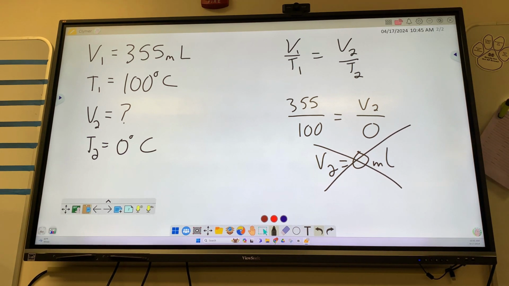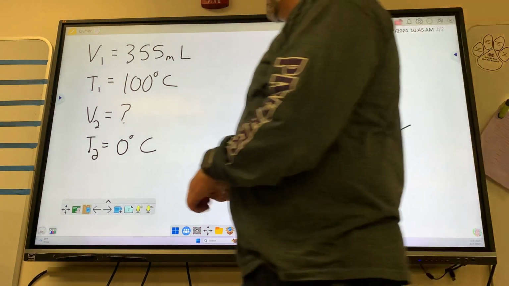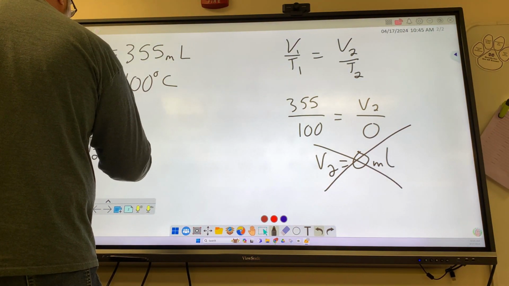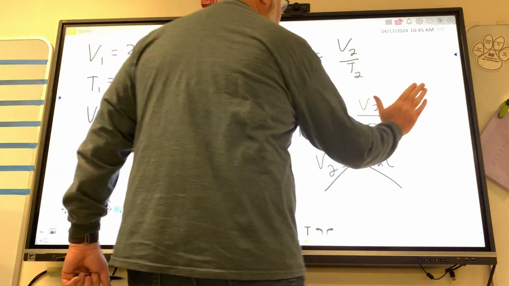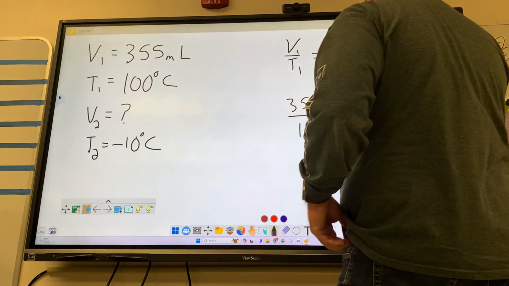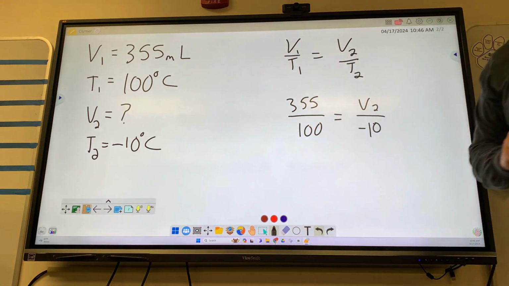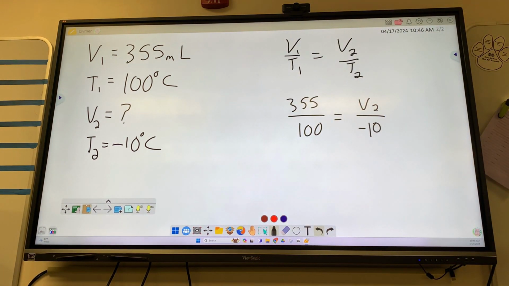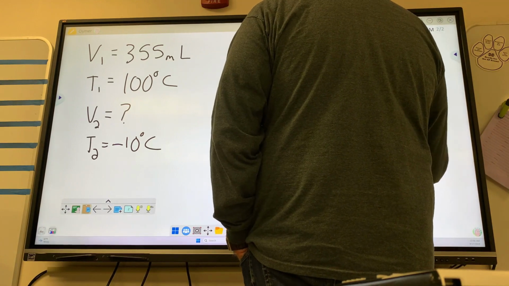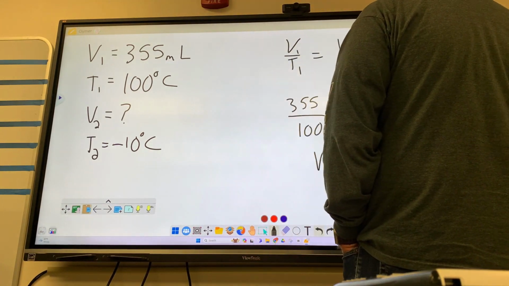Let's think about this another way. What if, instead of doing an ice bath, we had a really cold day in the winter and our temperature was negative 10 degrees Celsius? Let's sub this out and do that. Negative 10. Cross multiply and divide. At least we're going to get a number now. 355 times 10 divided by 100. Volume 2 equals negative 35.5 milliliters.